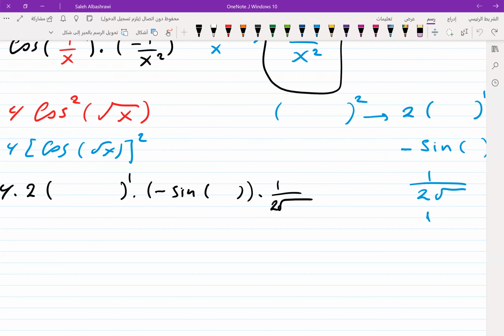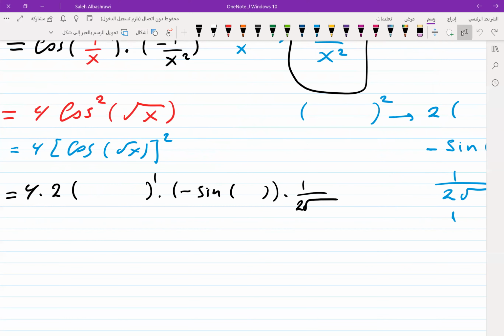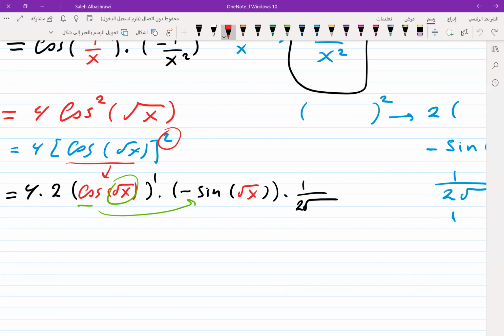Now let's fill the blank. What should we write in the first bracket? It is the function. It is as it is, because we did only with the power. The function inside, I didn't touch it yet in the first step. So I have cosine square root of x. In the second step, we found the derivative of cosine that will give me minus sine, but the angle is still there, so I have to keep it. It is square root of x.